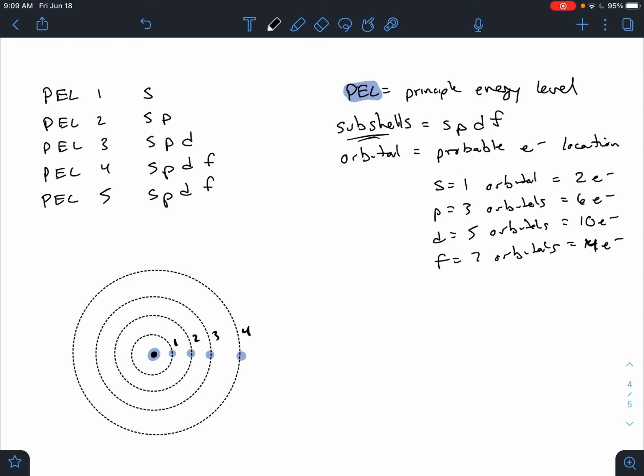Within these subshells, you can think of them as houses. Each house has a different number of floors. So an S subshell only has one orbital, and an orbital holds 2 electrons. Orbitals are like the probable location of an electron, just somewhere in that floating region.